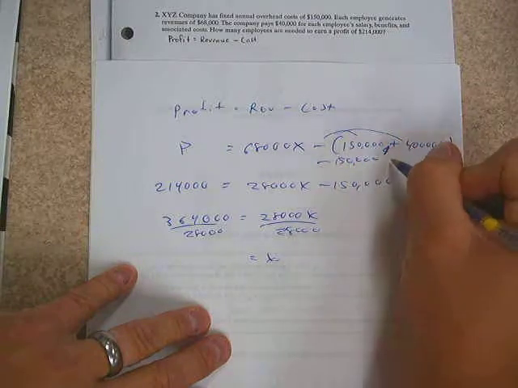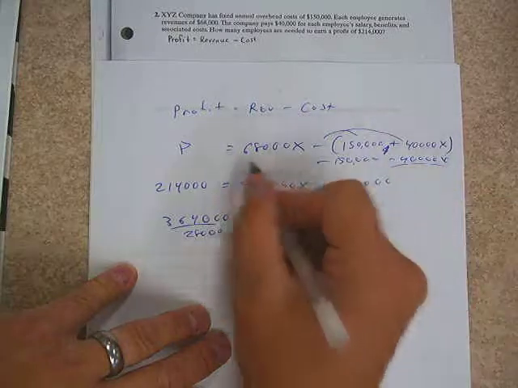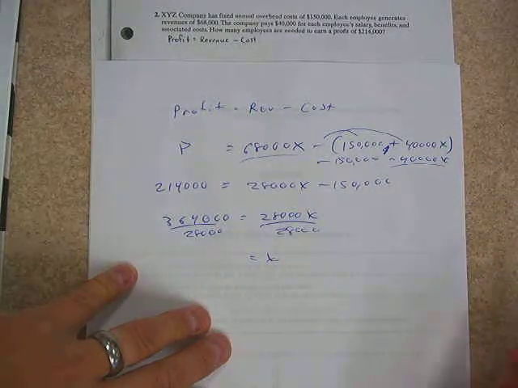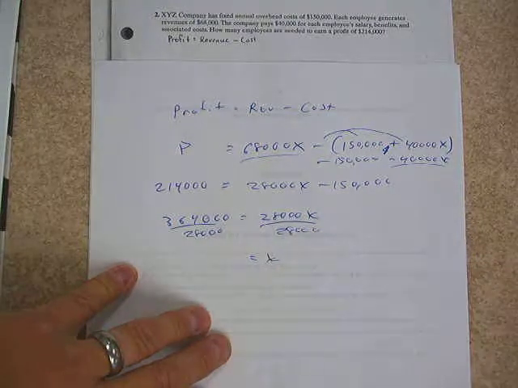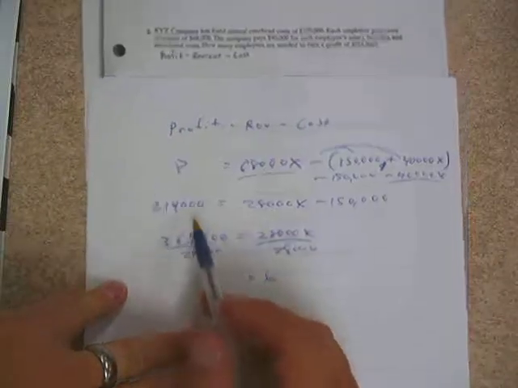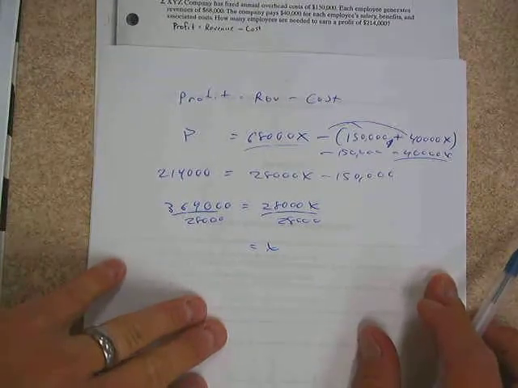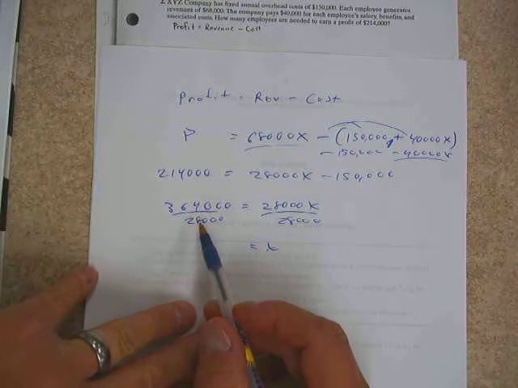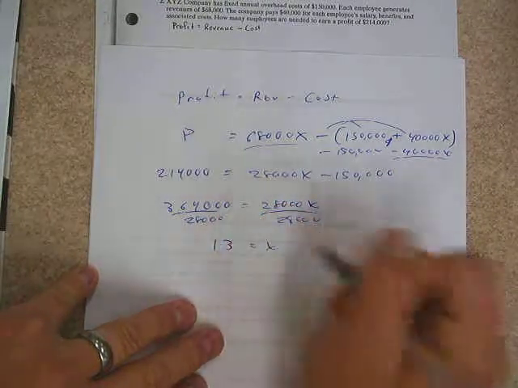So, Salem? What did you do in this, like, before you actually distribute? Ultimately, when we distribute here, this is going to be negative 150,000, right? Right. And then minus 40,000x. And remember that minus 40,000 and the 68,000 can be combined to make 28,000. Okay. Got a positive 68,000 and a negative 40,000. And how did you get the 214,000? They told us that that's what the profit needs to be. Okay.